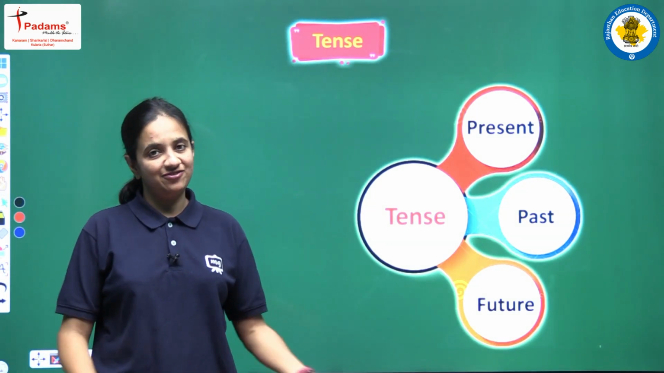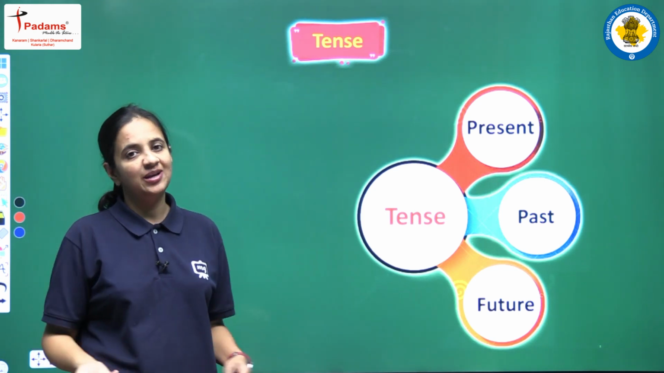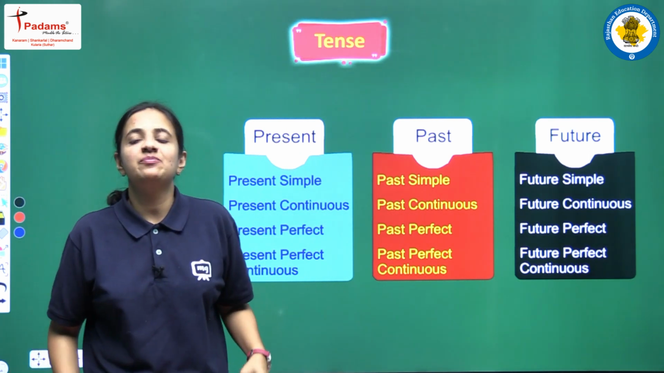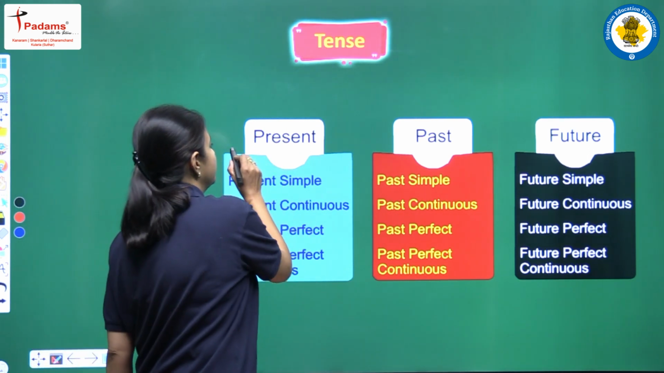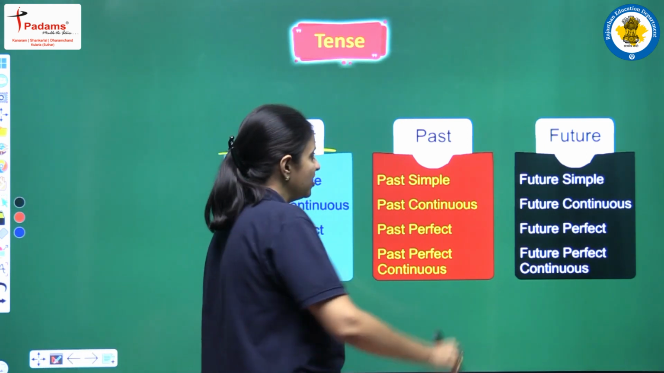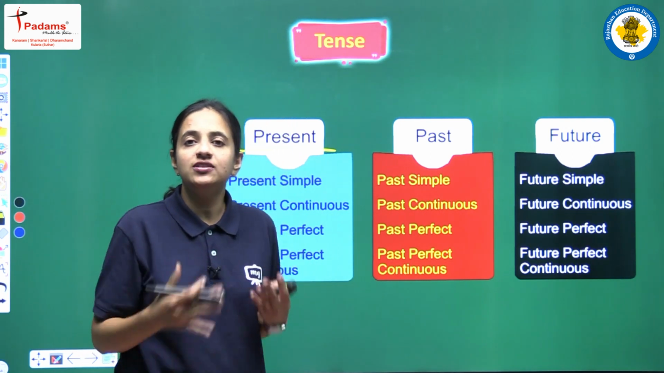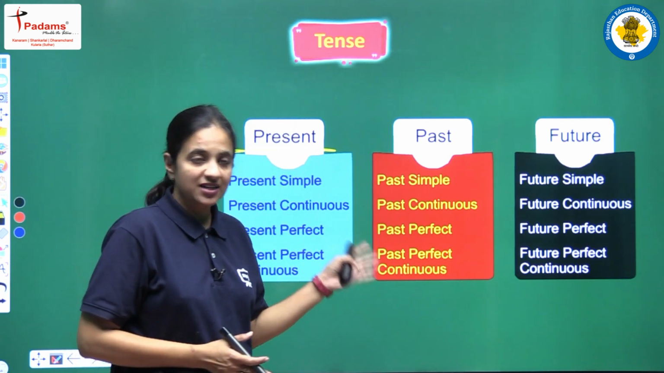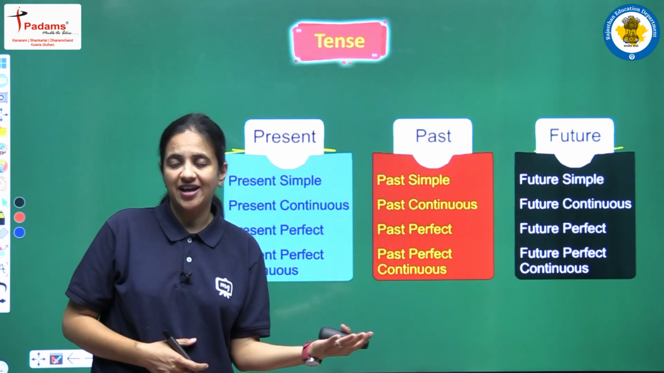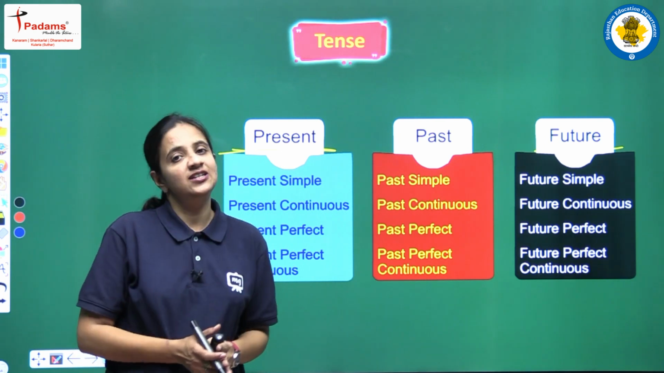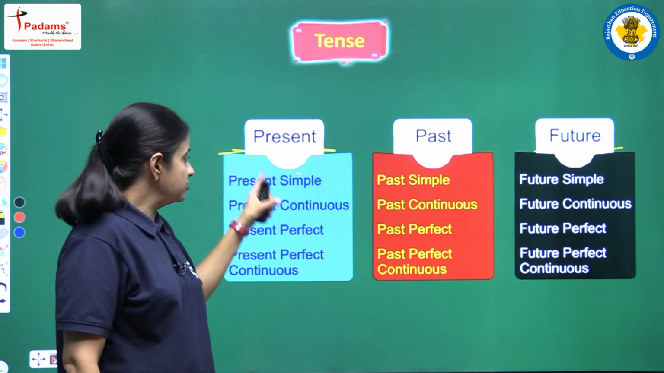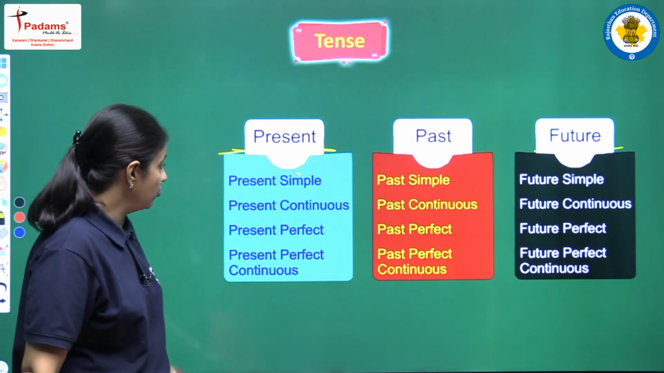So let's see the different examples and the different names of the tenses. Students, we have basically three major tenses that depend on the time. If we are talking about the present time, the time that is going on, that is known as present tense. If we are talking about the past time, the time that was there before, that is known as past. And if we are talking about the time that will be there after some time, this is known as the future tense. So basically we have present, past and future tense, but these tenses also have some categories. So let's see all of these categories.